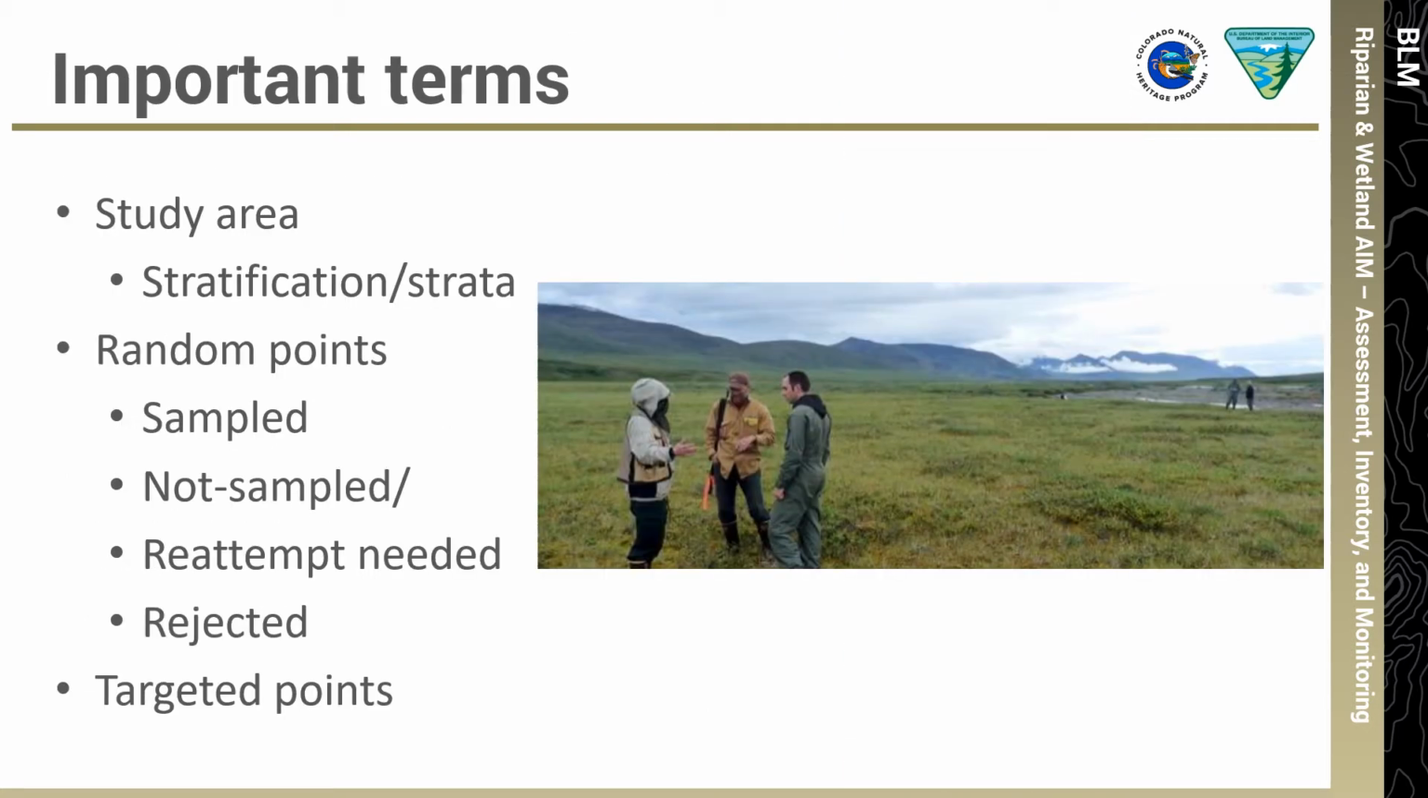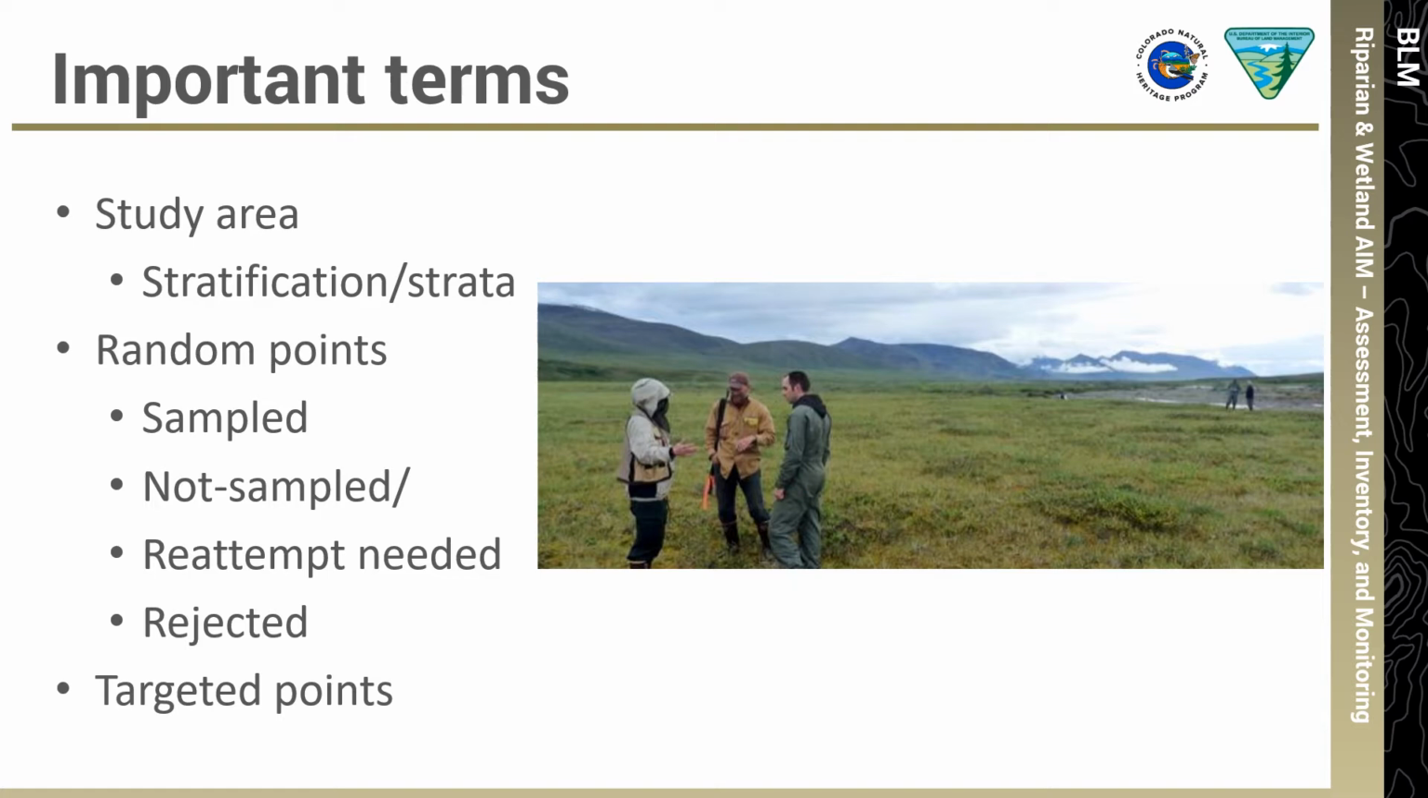Here are some important terms when we're discussing sample designs and that we will touch on in this presentation. They include the study area, which is the area where you want to make inference, stratification or strata inside the study area, which includes dividing the study area into subgroups or subunits called strata, random points, which are selected using a random algorithm inside the study area, and where each point has a known probability of being selected.